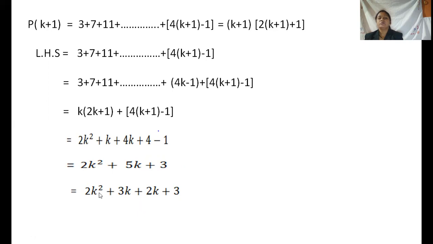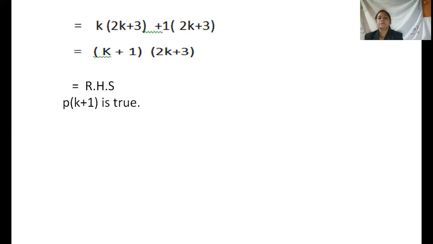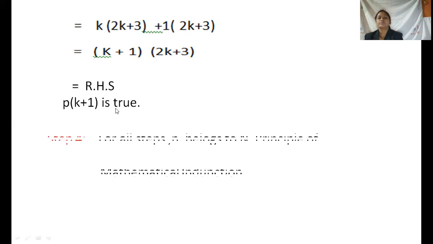That is equal to 2k square plus 3k plus 2k plus 3, is equal to k(2k plus 3) plus 1(2k plus 3), is equal to (k plus 1) taken in one bracket and the term (2k plus 3) in another bracket. That means it is equal to RHS. Therefore P of k plus 1 is true.